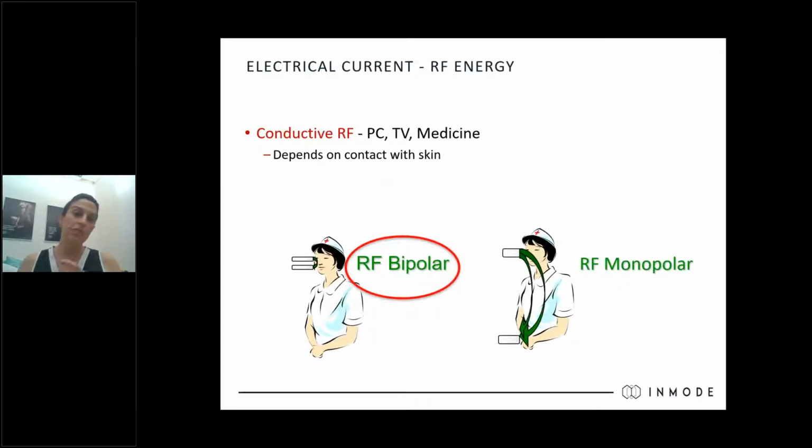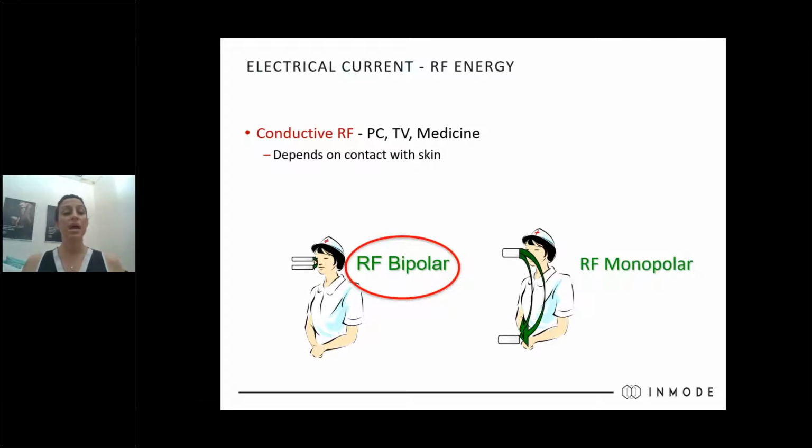What we're using here is conductive RF, meaning it depends on contact with the skin. As I said on the previous Morpheus webinar, I want to take a minute here, because this is super important for us, as it determines the quality of the treatment. Our treatment completely depends on contact of the electrodes on the applicator with the skin of the patient. So full contact with the skin is super important, and we will see it as we go along.